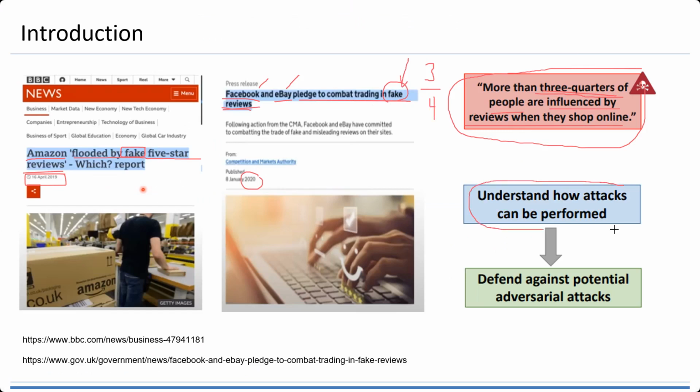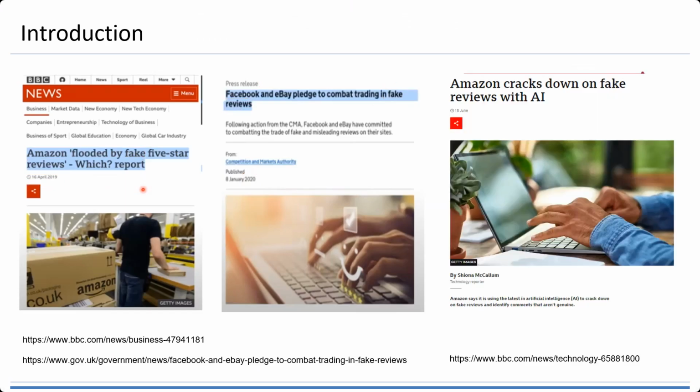So we need to understand how attacks can be performed. And after we understand how attacks can be performed, next we can defend. So we can defend against potential adversarial attacks. Like this one, Amazon cracks down on fake reviews with AI. It means if we already know how to address the attack, then we can defend. So Amazon can defend against fake reviews with AI. And of course, we can learn how to defend against those kinds of attacks.